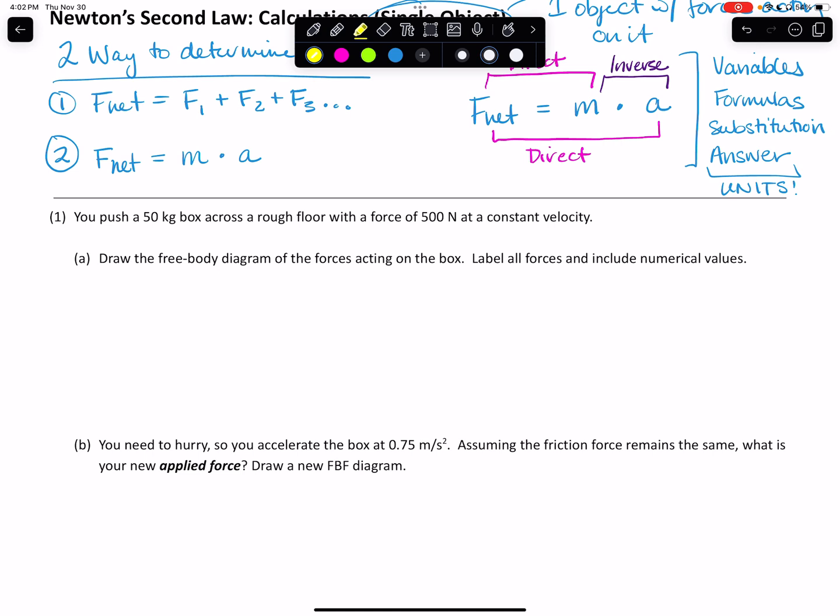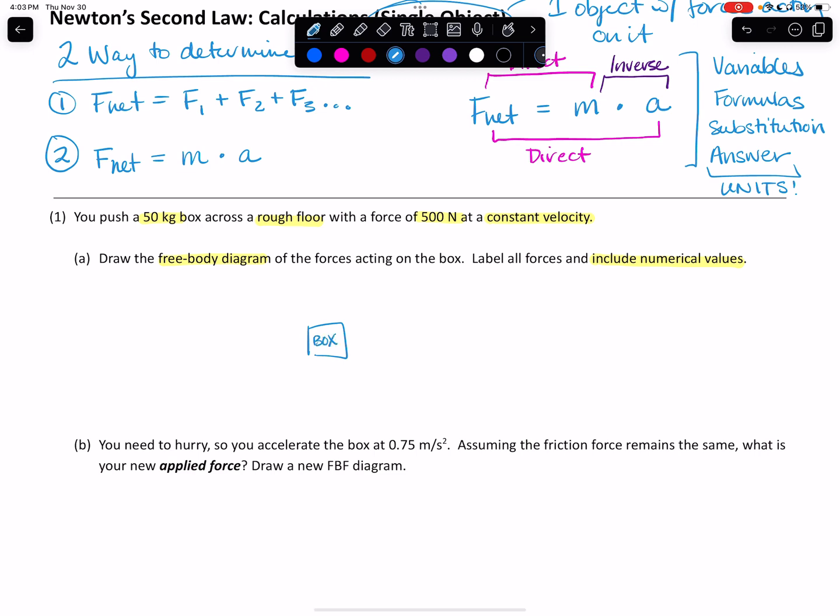You push a 50-kilogram box across a rough floor with a force of 500 newtons at constant velocity. Draw the free body force diagram of all the forces acting on the box, label the forces, and include numerical values. Okay, so here's our box.